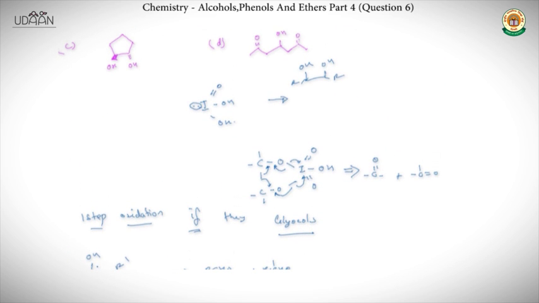And one more important point you can notice over here is that the OH groups should be in cis position. That is, they either both should be on dash or both on wedge. Otherwise, the reaction won't take place, because the ring formation can't take place if they are oriented in opposite directions.